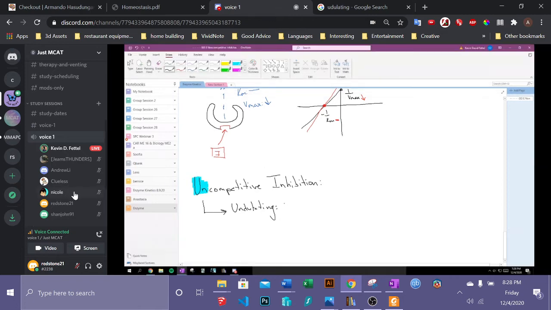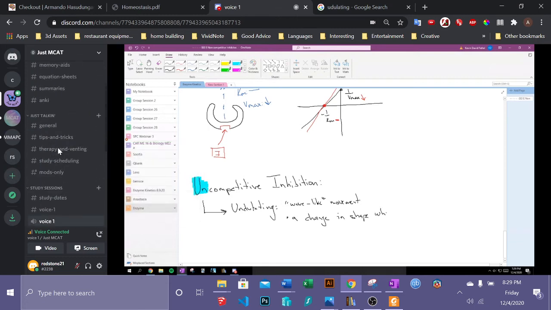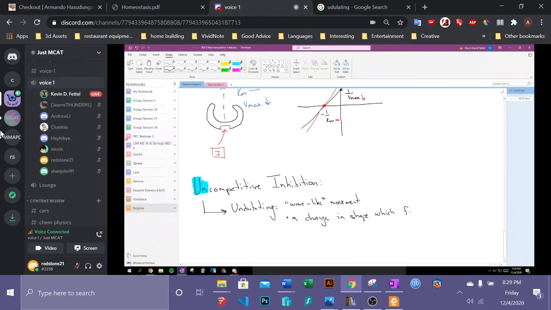So this undulating means, right, it's going to be this wave-like movement. And what we can actually do is give this an alternative definition as well. Specifically, we could say that this is a change, right? This wave-like movement is really a change in shape which facilitates movement.